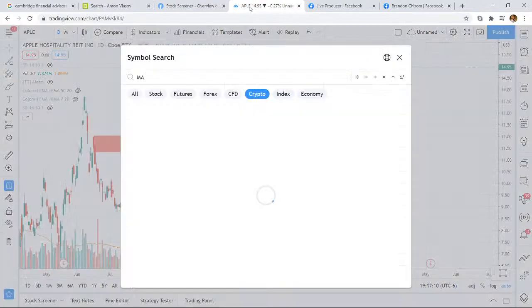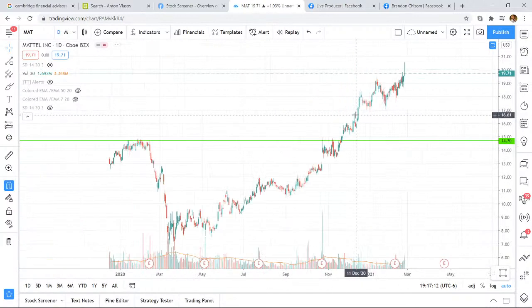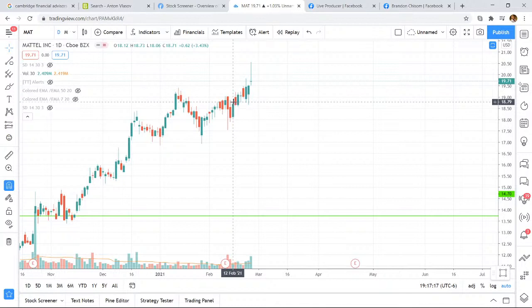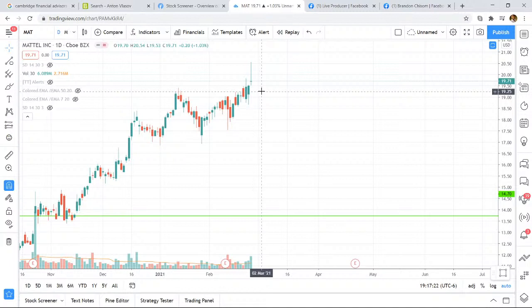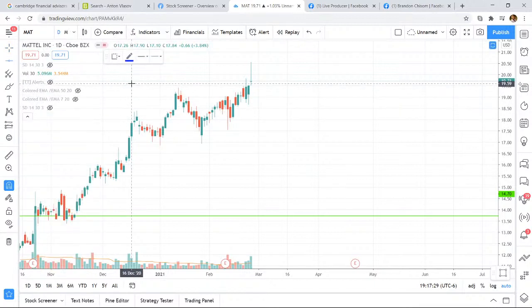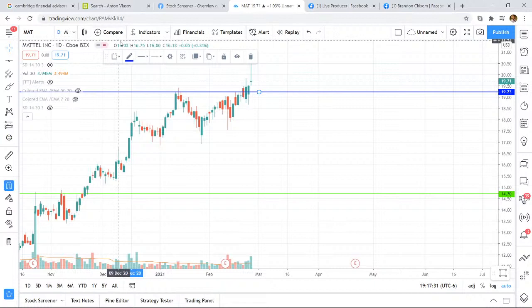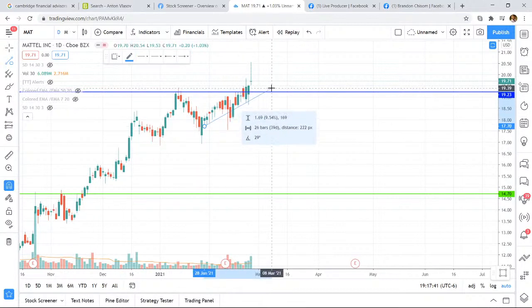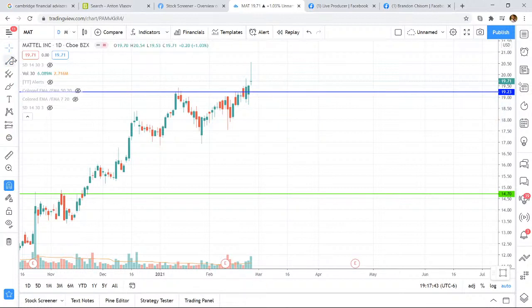MAT. So, what you want to do is draw where the price is having a hard time getting past. And if you do this here, it's having a hard time getting past that point. And we will do this. Now that's that.